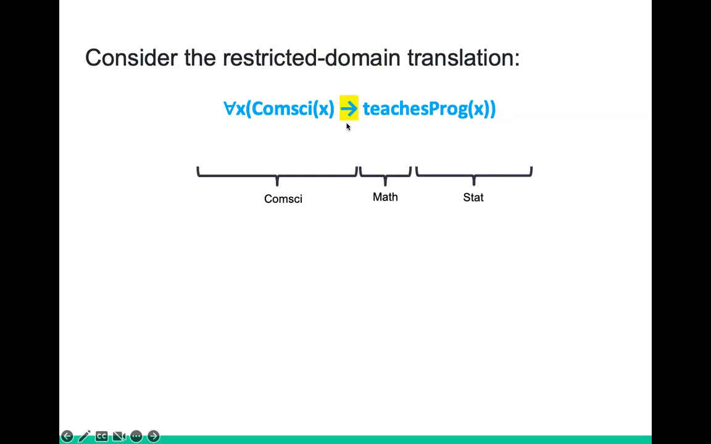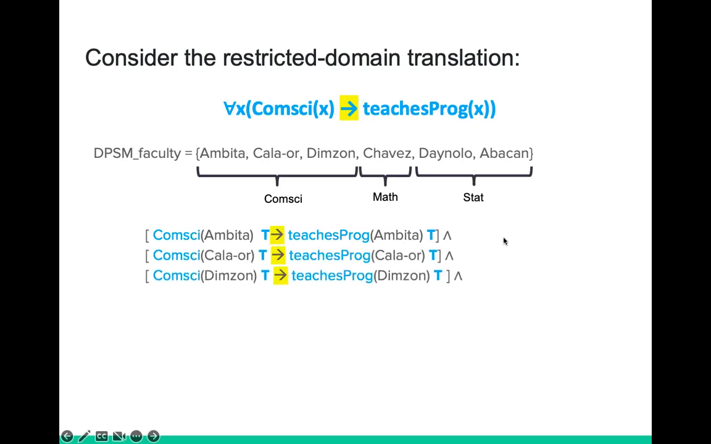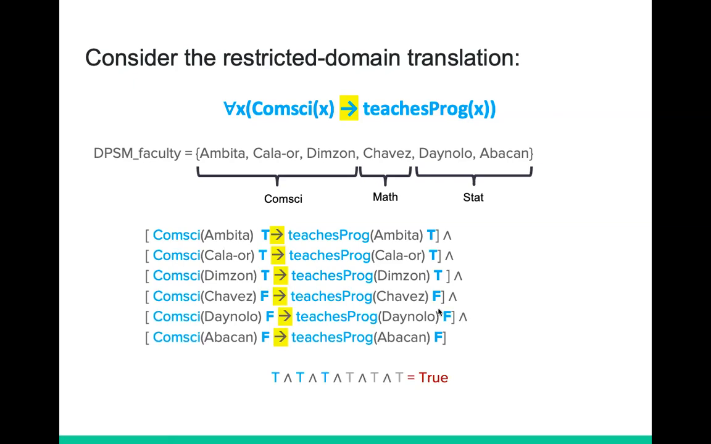So note that we are using an implication, and what we did was we made ComSci of x a hypothesis. Okay, so assuming that x belongs to the domain BPSN faculty, this is equivalent to this expression, wherein we simply plug in each element of BPSN faculty to this predicate ComSci of x implies teaches prog of x. So then it evaluates to true.